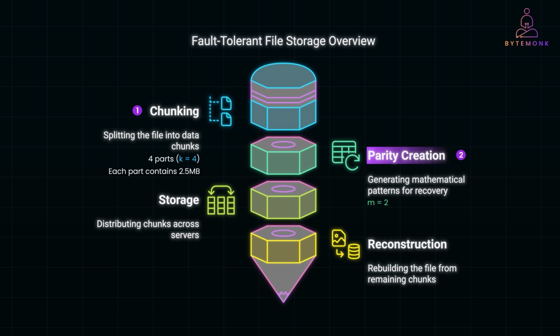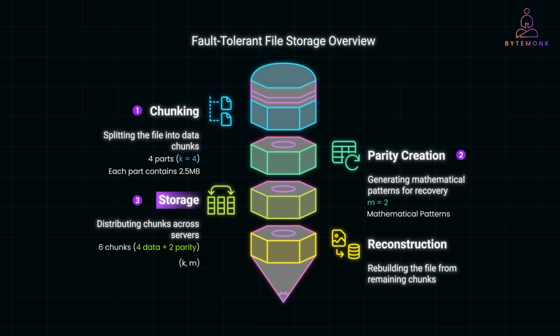These parity chunks don't store copies of the data, but rather mathematical patterns that can help reconstruct missing data. So the system stores 6 chunks in total, 4 data and 2 parity, on different storage servers. A common notation for this scheme in our case is (k, m), meaning k data chunks and m parity chunks. That is 4 data chunks and 2 parity chunks.